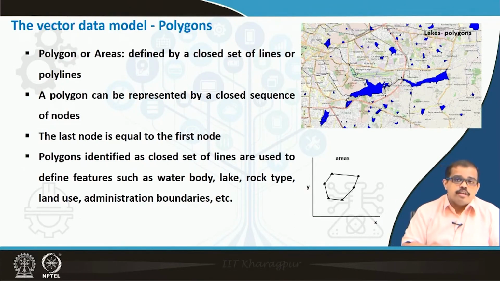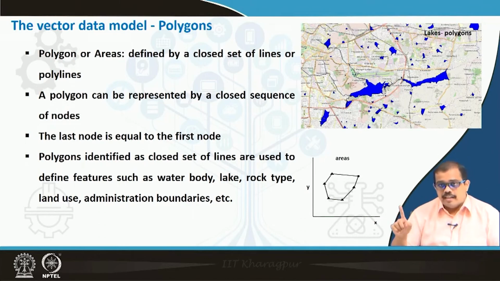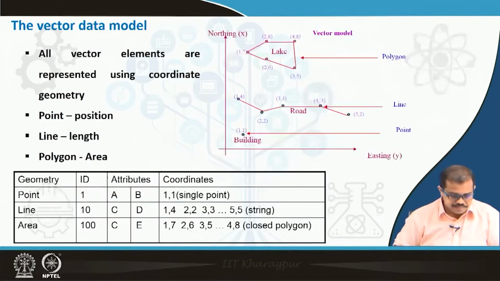Normally in a line, the start node and end node are different, whereas in a polygon the end node is always the start node. Polygons, identified as closed sets of lines, are used to define features such as water body, lake, rock type, land use, administrative boundaries, all of these are represented by polygons. The example which I have given here is a set of lakes in south east Bangalore, which we have extracted from a map source.